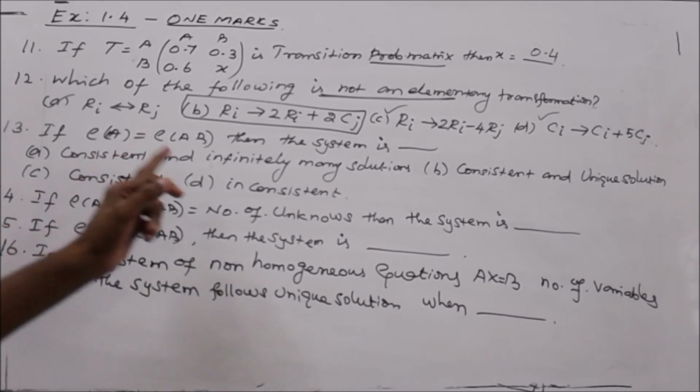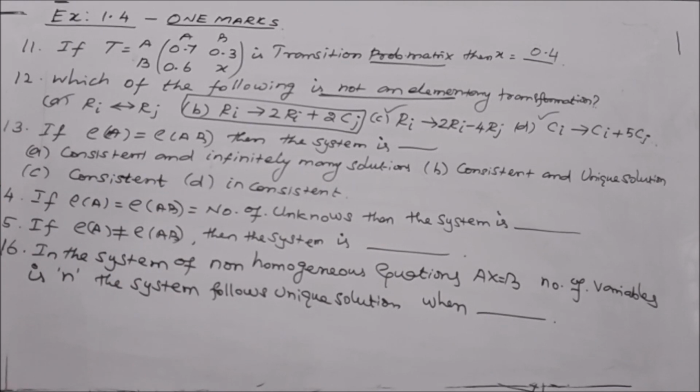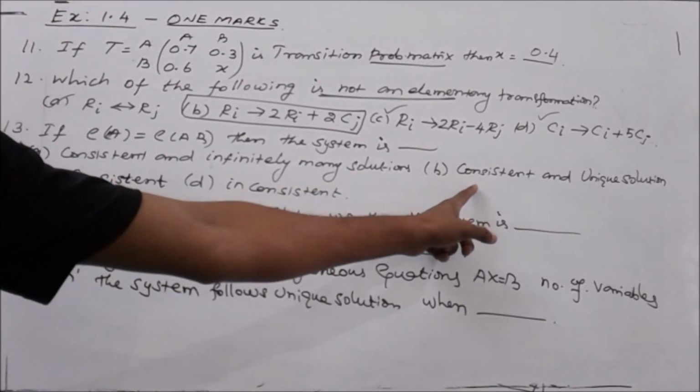First one: consistent and infinitely many solutions. Second one: consistent and has a unique solution. Third one: only consistent. Fourth one: inconsistent. We have given only four options. One is rank of A equal to rank of AB, and that should be equal to the number of unknowns. It follows consistent and unique solution.